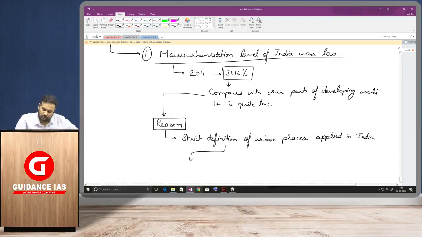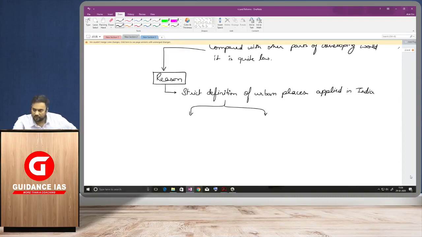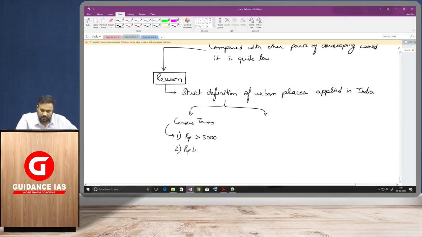So with the strict definition, we know there are two types of urban places: census towns and municipal and other towns. So one is the census towns. What should their characteristics be? First, population size greater than how much? 5,000. Second, population density greater than or equal to 400 persons per square kilometer. And third, 75% of the occupation should be non-agricultural. So this is one of the definitions. If all three are fulfilled, then only we recognize that as a census town.